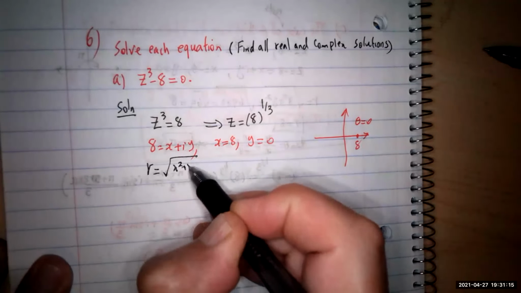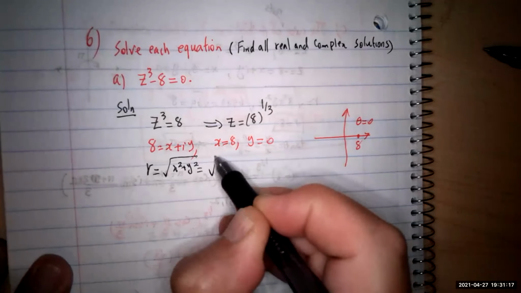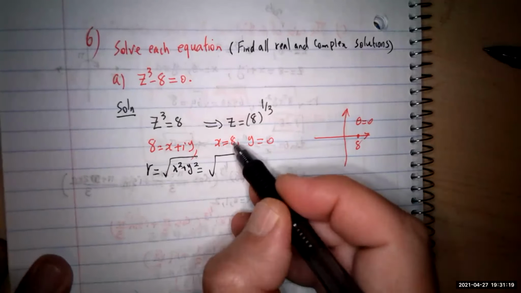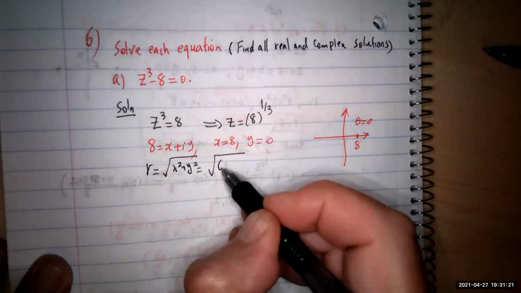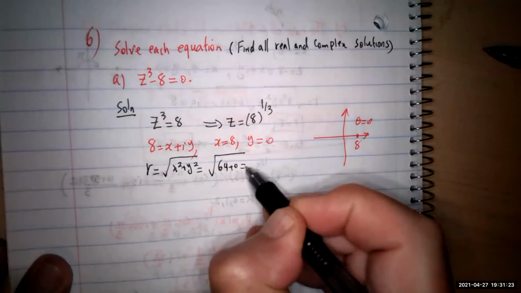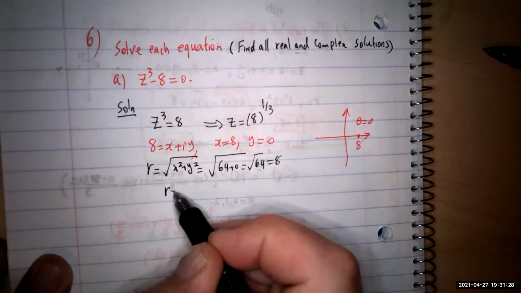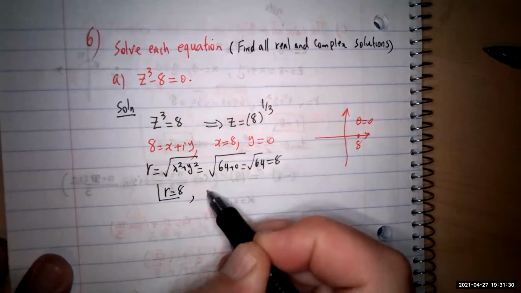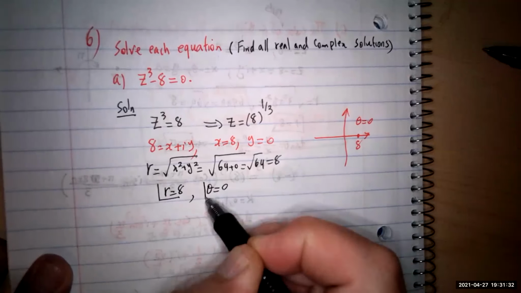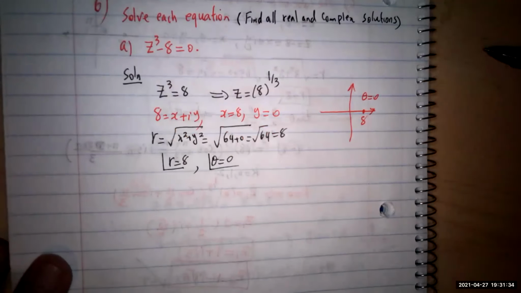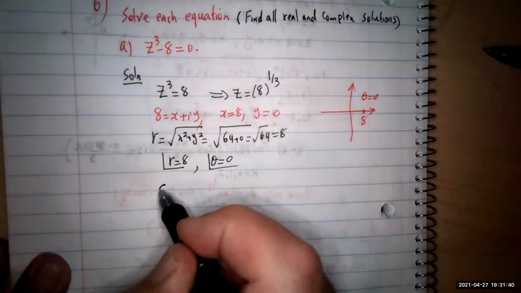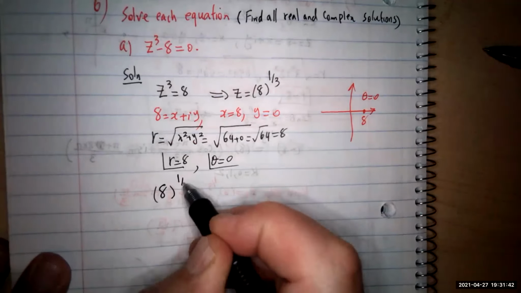There's no difference between these two. The x squared plus y squared gives us 64 plus 0, which is radical 64, which is equal to 8. So r is equal to 8. And we already talked about the angle, so it's 0. Now we are ready to give you the cube root of 8. So this is it, the complex roots.